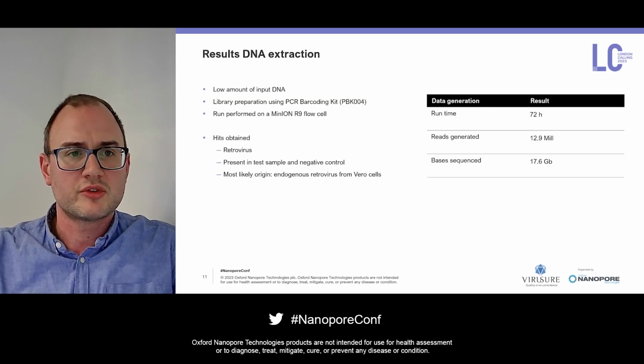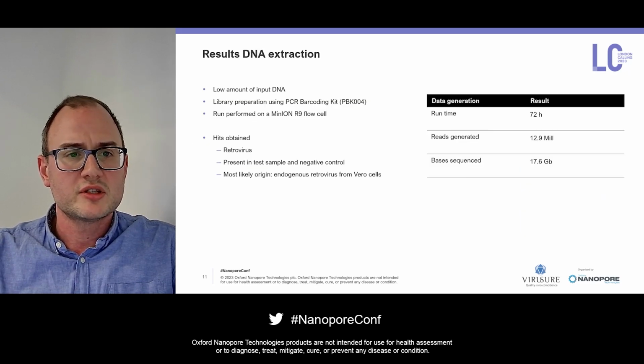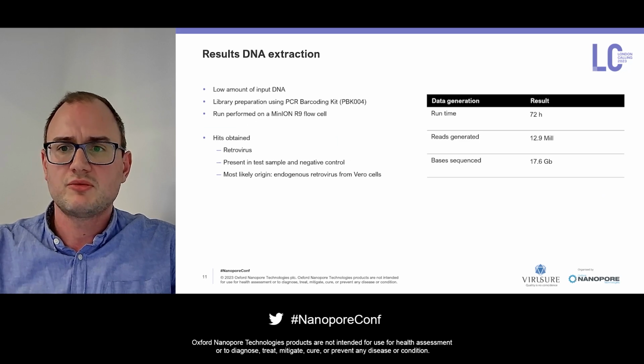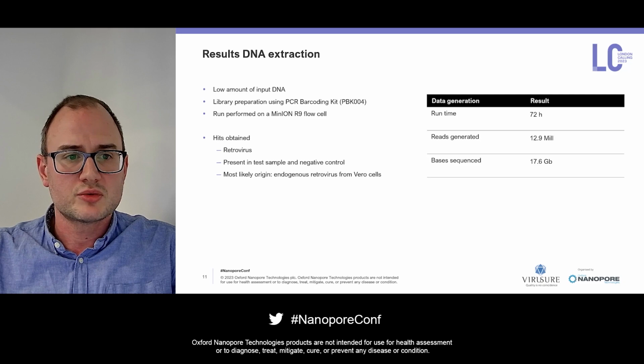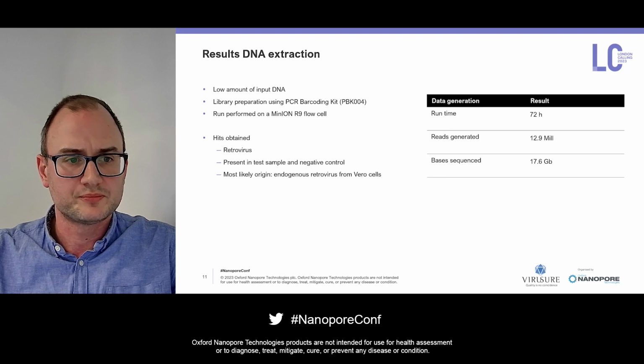First, we did start with our DNA extraction. We only had a very low amount of input DNA, so we decided to use a kit including PCR amplification. In this case, we used the PCR barcoding kit and performed the run on a MinION R9 flow cell for 72 hours. We generated around 13 million reads, and these reads were analyzed with EPI2ME WIMP, and most hits that we obtained were of retroviral origin.